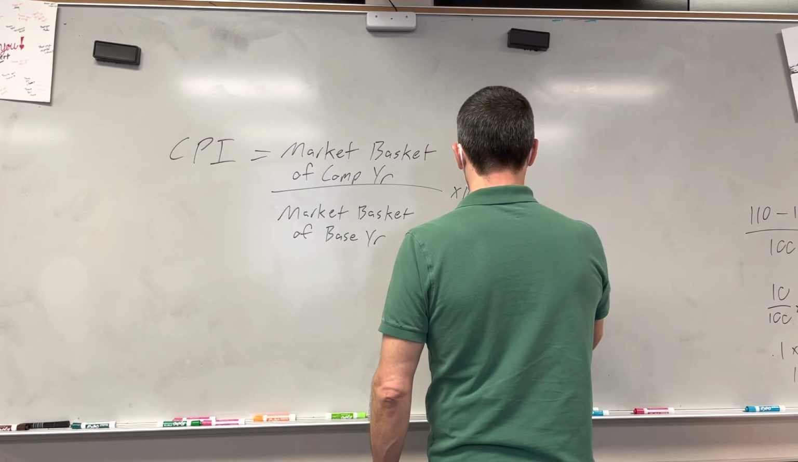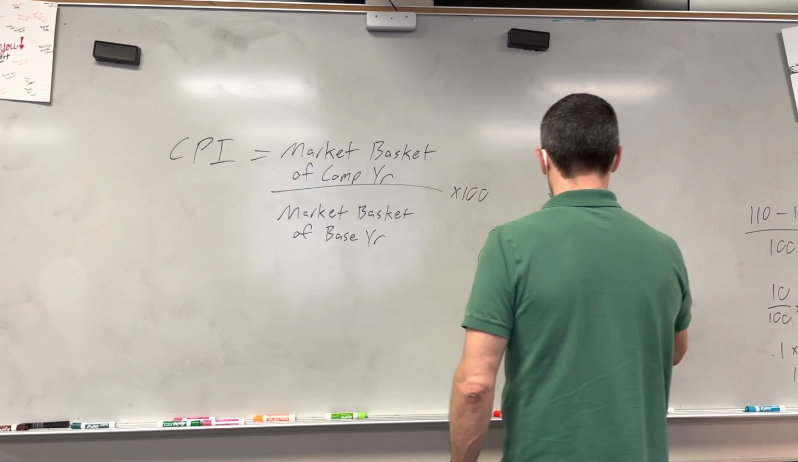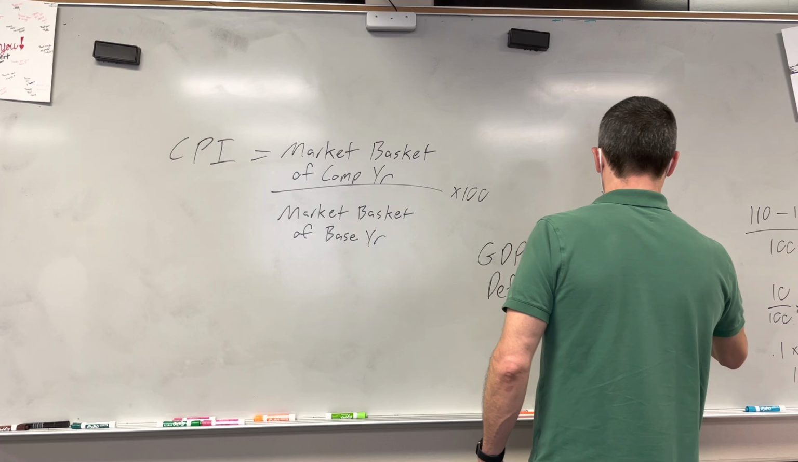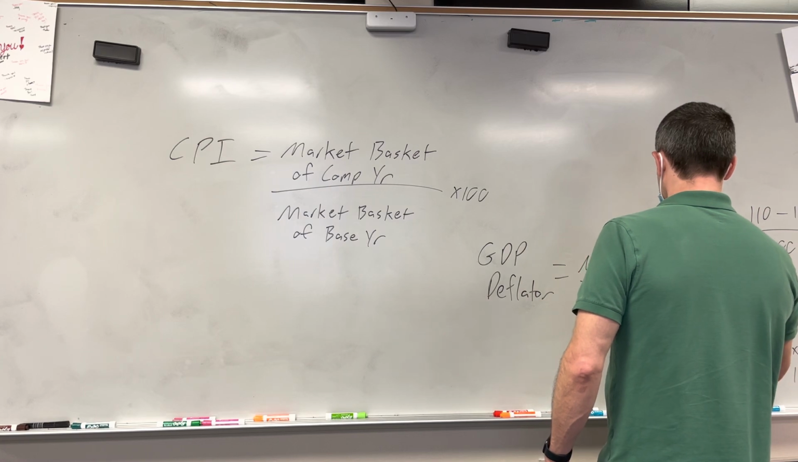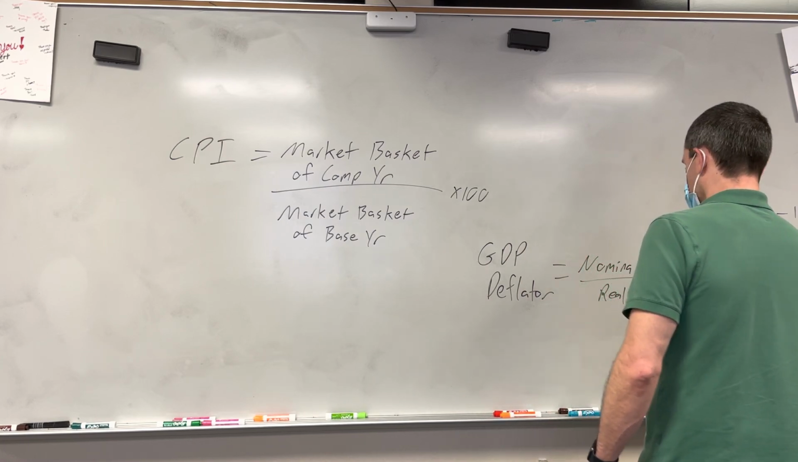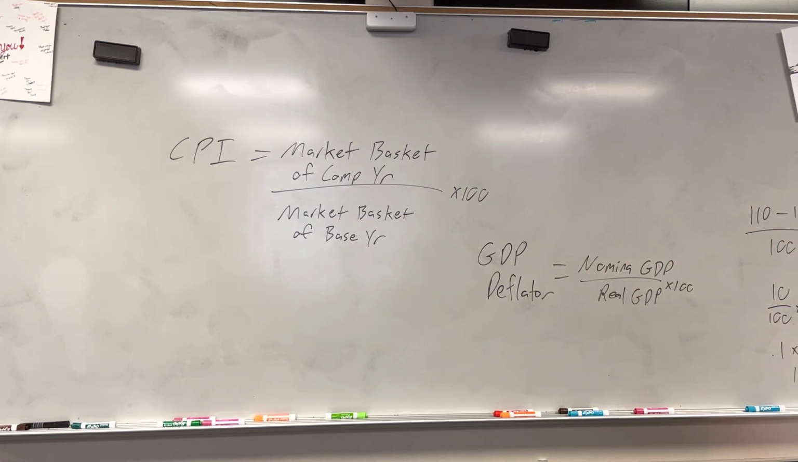And the GDP deflator is equal to nominal GDP over real GDP times 100. Okay, nominal GDP over real GDP times 100. And typically if you get a question involving this, it's solving for X. They'll give you 2 out of the 3 parts and they want you to find the other one. So if you just know the equation, then you should be able to answer those questions.